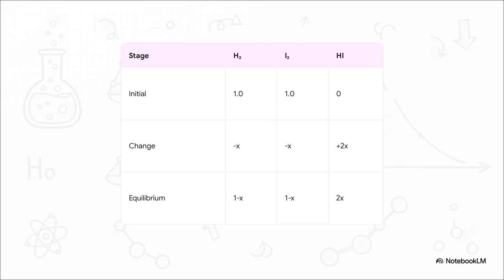I stands for initial concentration, what you start with right before the reaction kicks off. C is for change, how much of the reactants are consumed, marked with a minus sign, and how much product is formed, marked with a plus sign. And E is for equilibrium, the final amount, which is simply the initial row combined with the change row. You're just keeping a neat budget of your molecules.